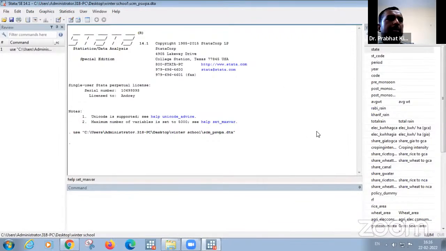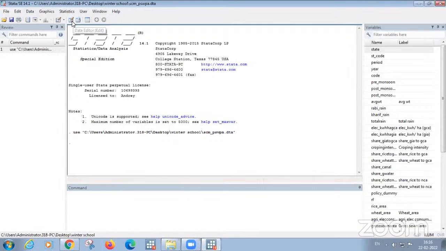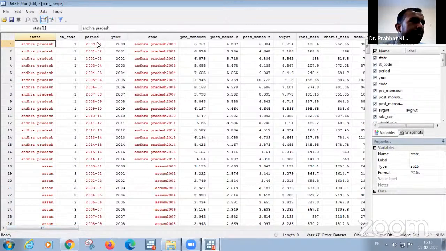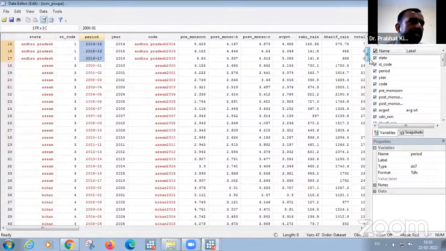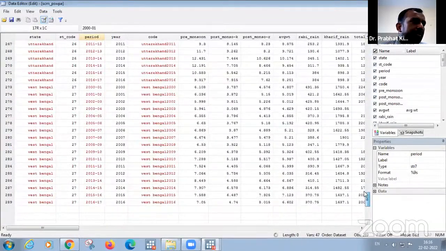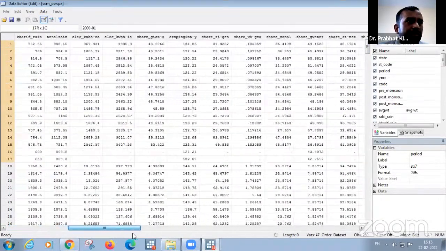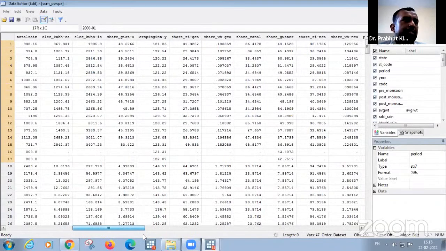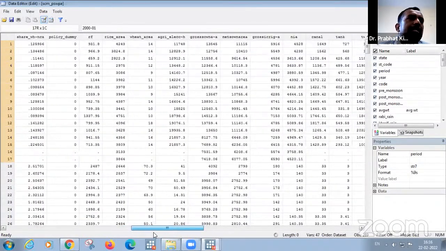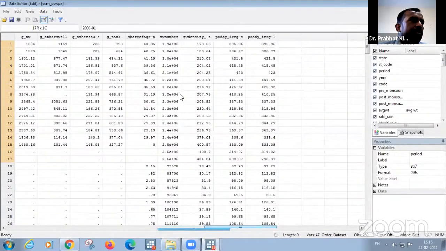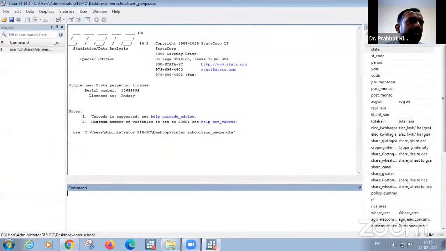So here we have just created the panel. Some of you might have worked on panel data. Here, you see that we have created the panel up to 2016-17, from 2000. For each state we have done it, and the variables also we have created, related to irrigation, groundwater infrastructure, then rice area, and other variables like sources of irrigation.